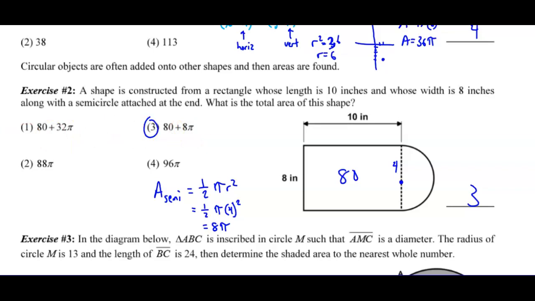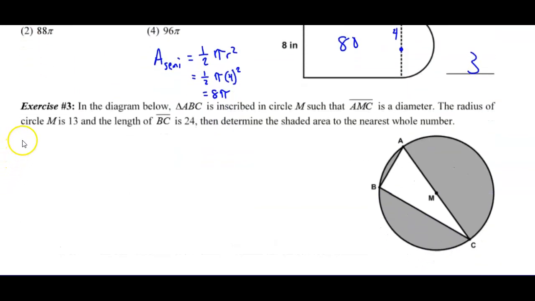at that step. Okay, exercise 3, we have an inscribed triangle, which means that all of the angles' vertices are on the edge of the circle. AMC is a diameter, that's nice, that tells me there's going to be semicircles, there's going to be a right angle at B. All right, and the radius of circle M is 13, I should draw that everywhere I see it. Okay, and the length of BC is 24, so we can put that in too. All right, so determine the shaded area to the nearest whole number.